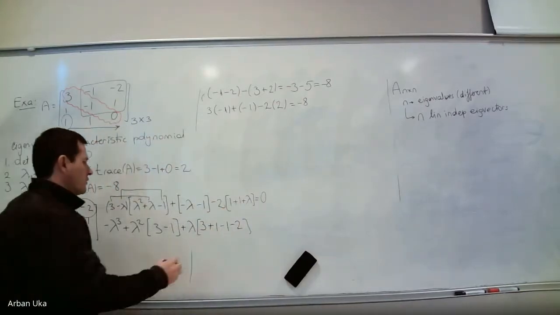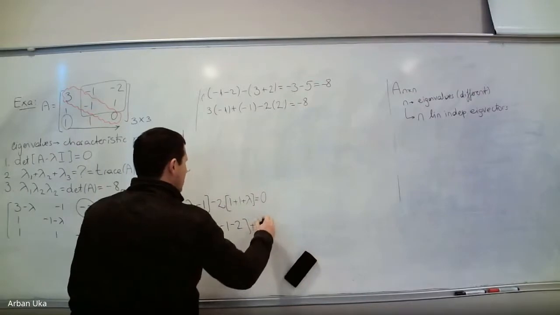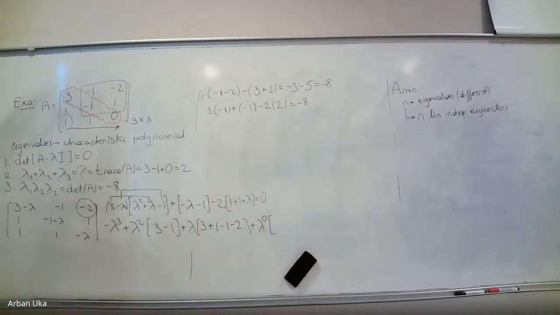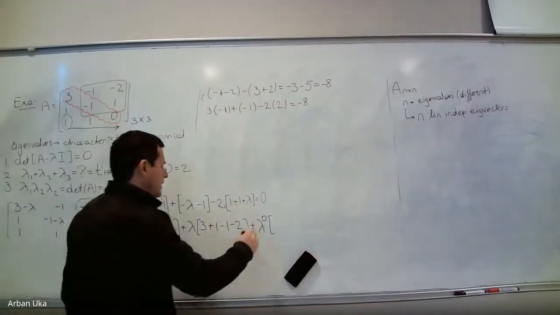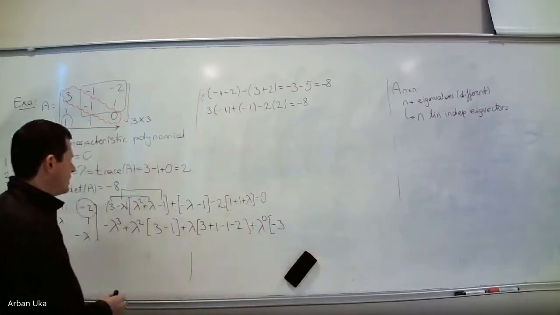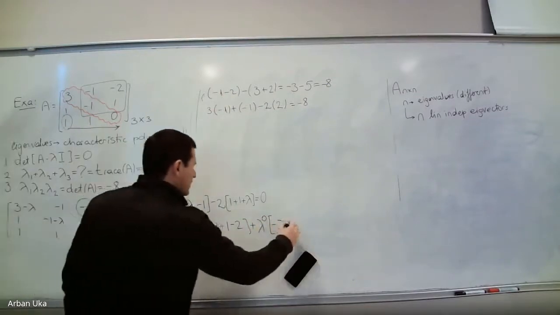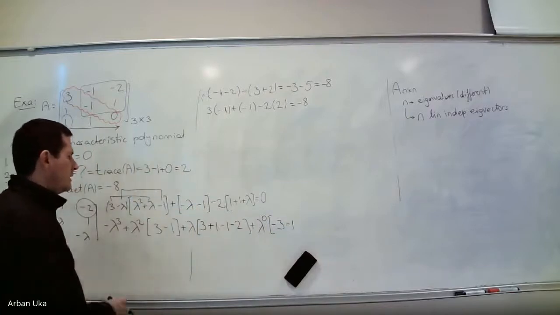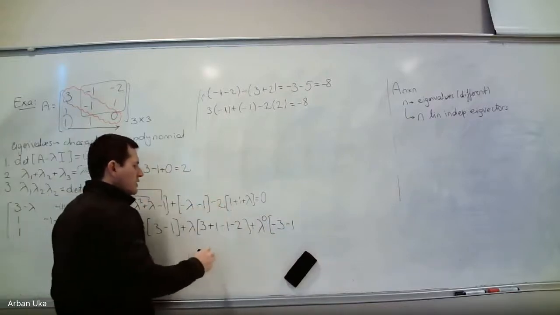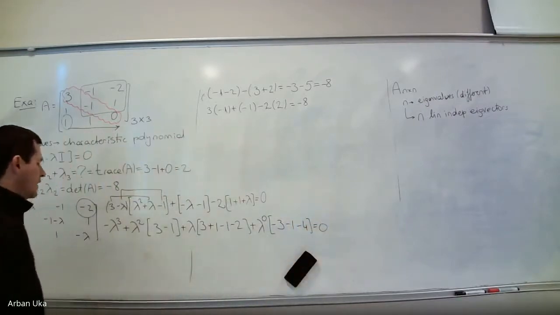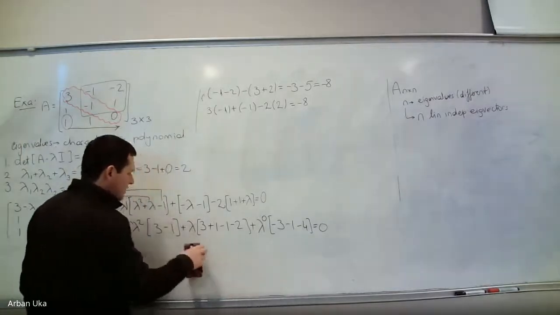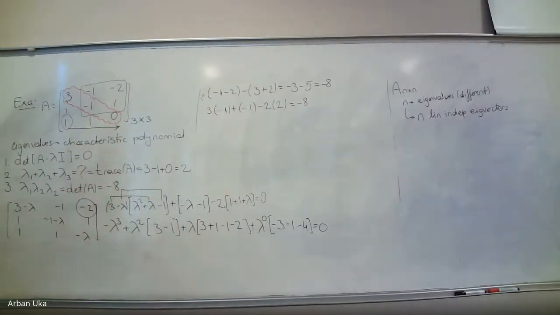And now we have also plus lambda to the power 0. Lambda to the power 0, this will include the constant numbers. So the only constant here we have 3 times minus 1. We have here minus 3, minus 1, which is this minus 1 here. Then here we have 2 times minus 2 is minus 4. Minus 4, this is equal to 0. So we have a third order polynomial in lambda. So we have a P3 lambda. And this is what we were expecting actually.